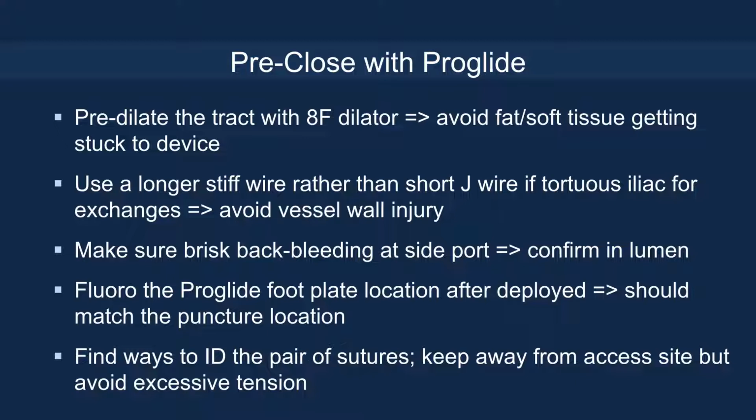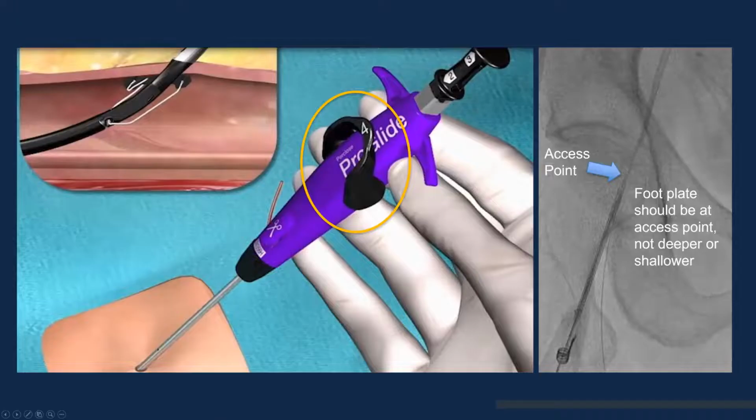Follow the Proglide foot plate location after you deploy it, or before, so that you match the puncture location. You're not too deep and you're not outside the artery. And finally, you want to find ways to identify the pair of sutures such that you keep them away from the access site but avoid excessive tension to inadvertently lock the sutures. Here's a picture of the Proglide. This is the lever that you use to deploy the foot plate, as shown here in the top left corner.